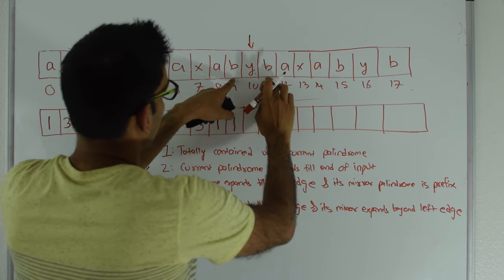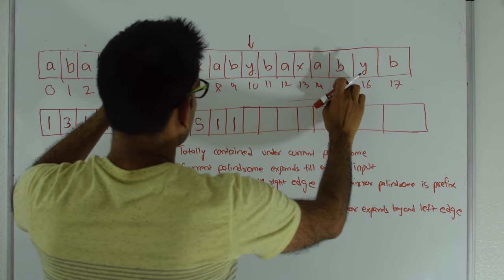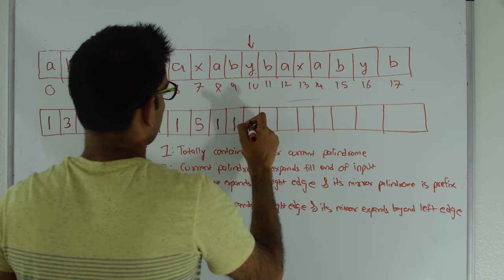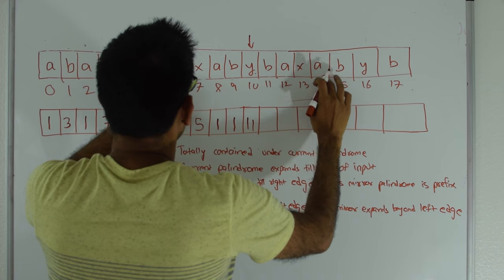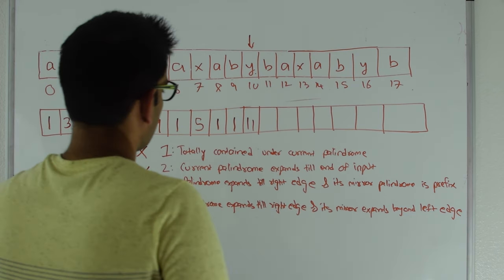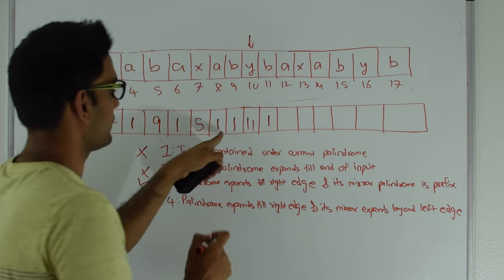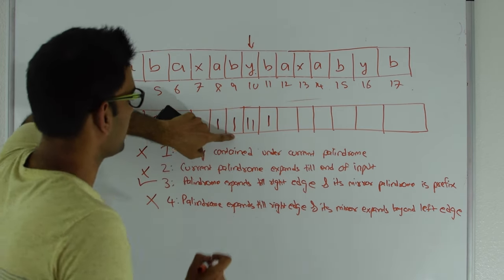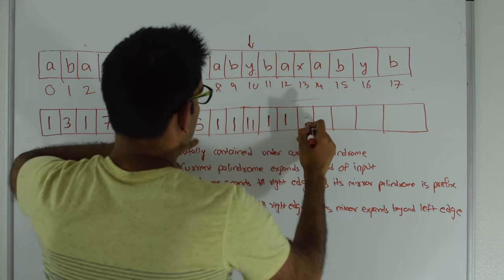So we expand around Y. This is same, this is same, this is same, this is same, this is same. So the length here is 11. 3, 5, 7, 9, 11. So again, we work backwards. So we copy this guy here. This is case 1. So this is totally contained under this palindrome. This is case 1. This guy, 5.